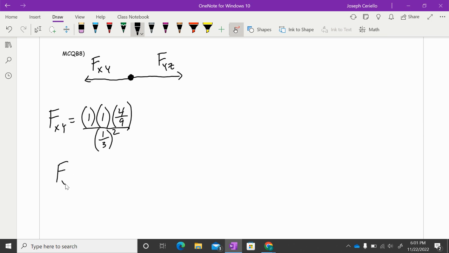So F_XY equals, you can do the math here, but I think this comes out to be 4. 4 what? 4 times F naught. So this is 4 F naught to the left. That one's a little bit tricky, but hopefully when we do F_YZ, it'll be a little bit easier.